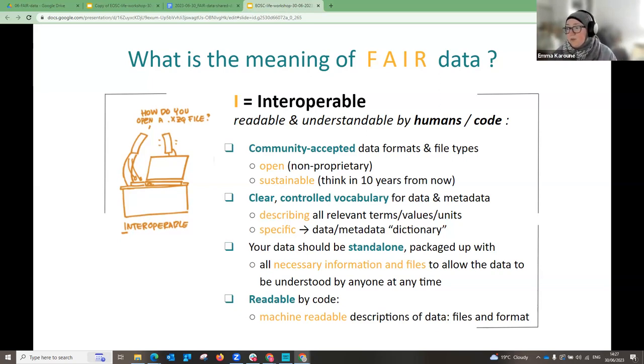And then the bottom one also, it's important that the information with your data set is readable by code. So that means, and the data set itself, it means that you need to have it in a file format that can be used directly by a machine.